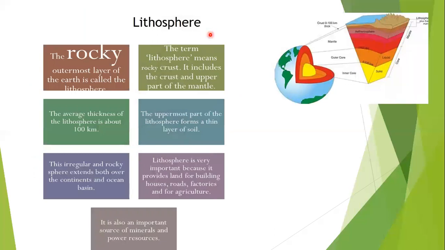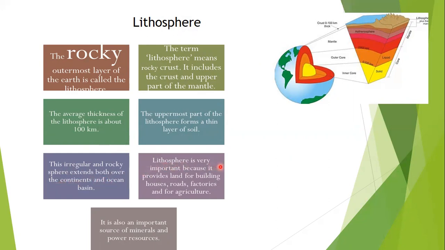First is lithosphere. The rocky outermost layer of the earth is called the lithosphere. The term lithosphere means the rocky crust. It includes the crust and the upper part of the mantle. The average thickness of lithosphere is about 100 km. The uppermost part of the lithosphere forms a thin layer of soil. This regolith and rocky sphere extends both over the continents and ocean basins.